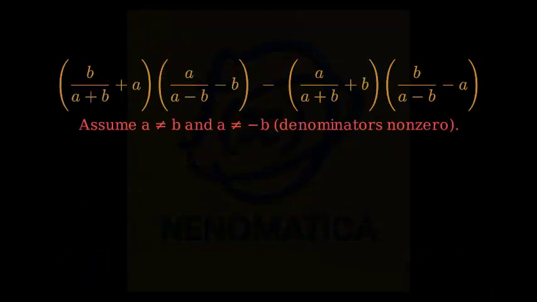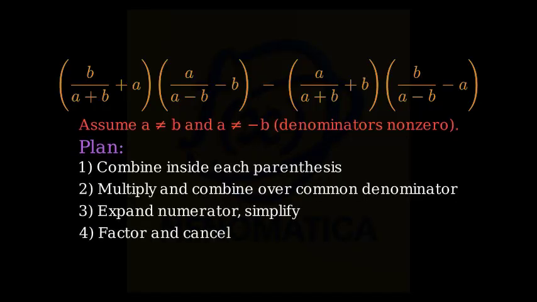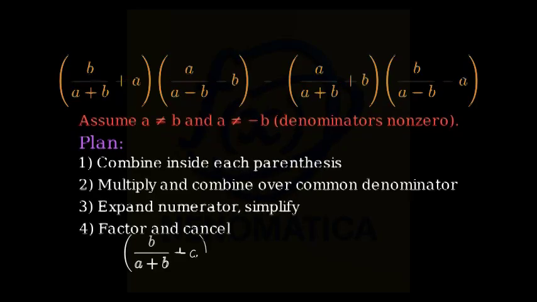Notice the structure. Each parenthesis contains a fraction plus or minus a variable, and we subtract two products. Strategy. First, rewrite each parenthesis as a single fraction by putting terms over a common denominator inside the parenthesis. Then multiply. Combine the results over a common denominator, expand and simplify, factor, and finally cancel a common factor to get the result.